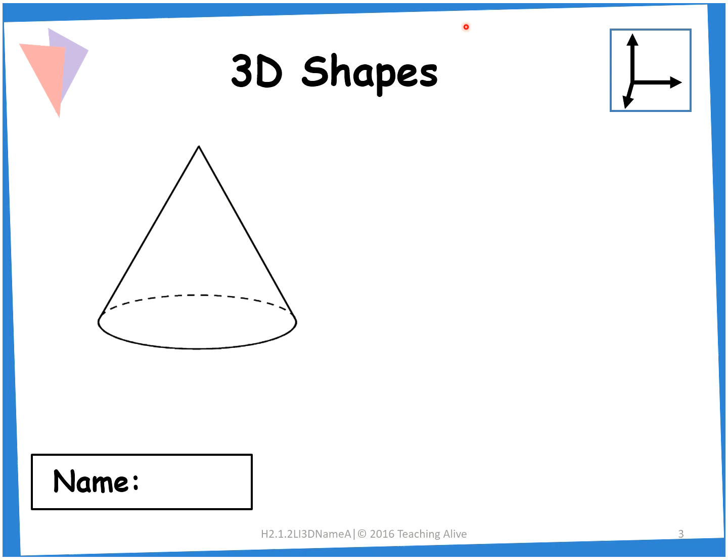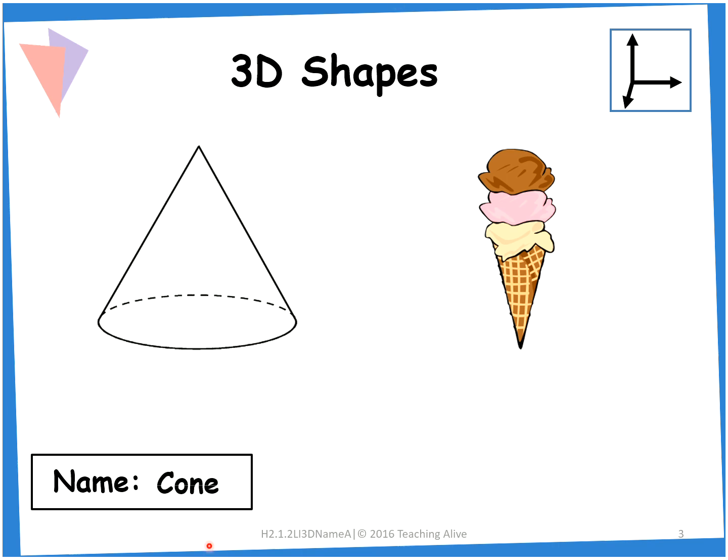To remember this 3D shape, we have an ice cream in a cone, and we can pretend to lick an ice cream twice and say cone. And we can see cone here. So let's have a go. Me first and then you.